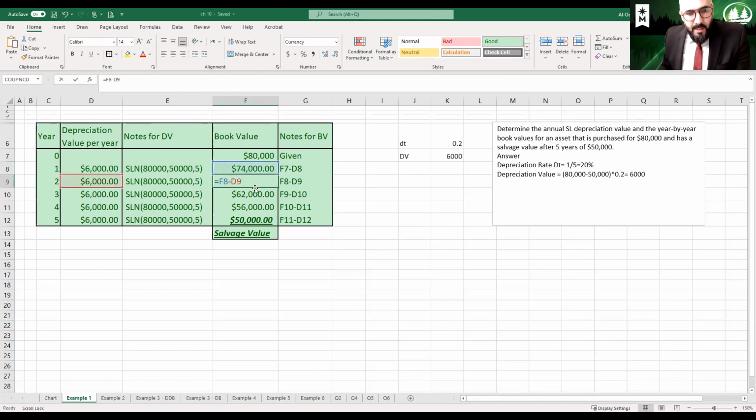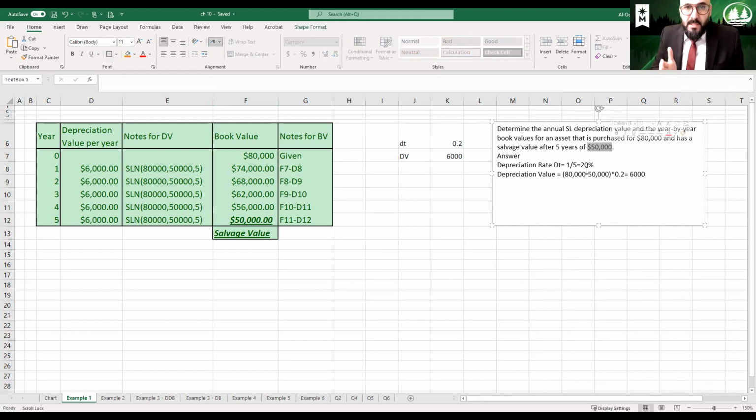In year two, we take the book value from the previous year, 74 minus the 6,000. For year three, the book value would be 68 minus 6,000. And then 56,000 comes from 62,000 minus 6,000, and you keep doing this until you reach the 50,000, which is the salvage value. Now, this number should match the 50,000 that is given to you in the question. If you did not get that number, that means you made some mistakes in your calculation. So you have to go back and review your techniques and review your Excel sheets to verify that you have the correct numbers.